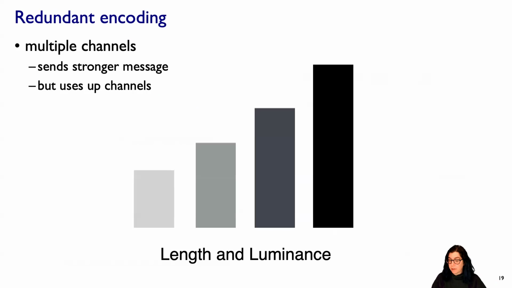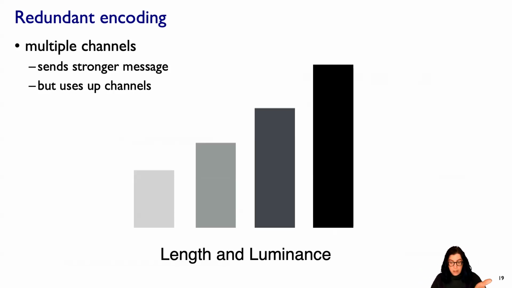We can do things like use more than one channel at once for the same attribute. That's what's called a redundant encoding. The good thing about redundant encodings is it sends a stronger message. Your perceptual system is getting the same information through multiple channels. That means typically you are able to react with a stronger perception of that. But of course, it uses up those channels, so you are not free to encode as many attributes because you're using more than one channel for the same attribute.